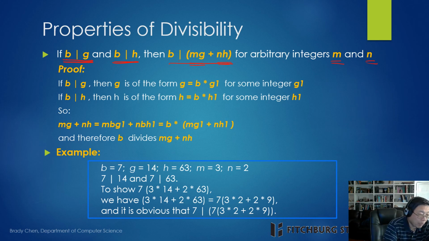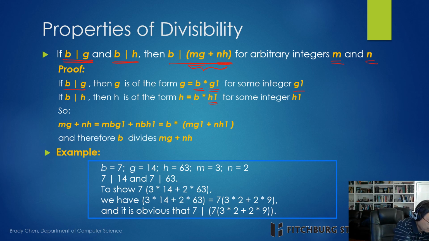Again, we use the definition of divisibility. If B divides G, then G can be written as B times some integer, and I use the integer G1. Now B divides H, then H can be written as B times some integer H1. Now, how can I prove that B divides MG plus NH? Again, based on definition, if we can write MG plus NH as the multiplication of B and another number, right?